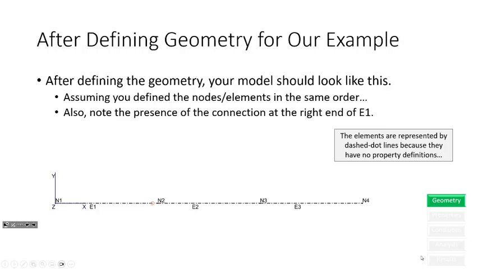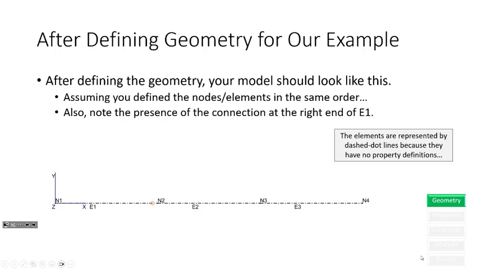When it's all said and done, your screen should look something like this, and you should have a little circle right here on this end. You could put it over here, and you would actually get the same response. And again, if you've done this correctly up until this point, the elements should be dashed-dotted because we don't have any properties on them. All right.